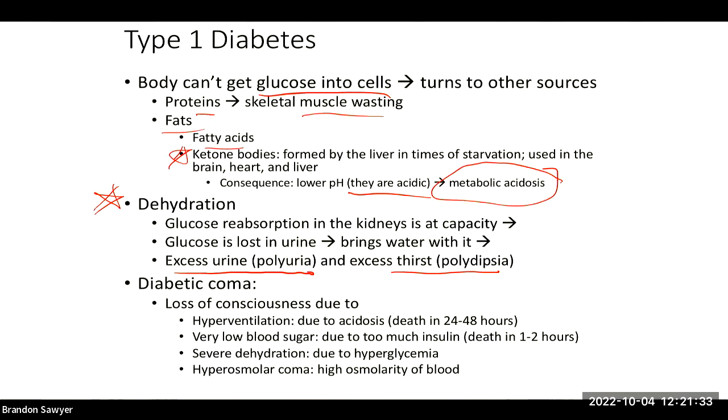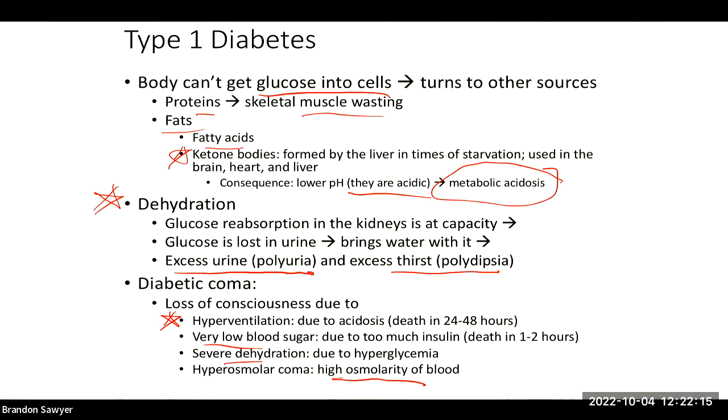Okay, so diabetic coma is kind of this term that's just thrown out there. It can mean a lot of different things, but it's loss of consciousness for some reason. It could be due to hyperventilation because of that acidosis. Could be due to very low blood sugar, which is life-threatening. Could be due to severe dehydration, or it could be due to hyperosmolar coma, which is because of that very high osmolarity of the blood can throw off your nervous system function. So some diabetic comas are due to low blood sugar, some are due to high blood sugar. They don't necessarily all always mean the same thing, right?